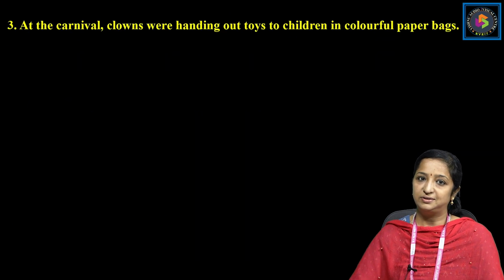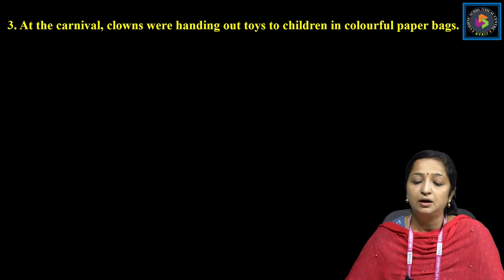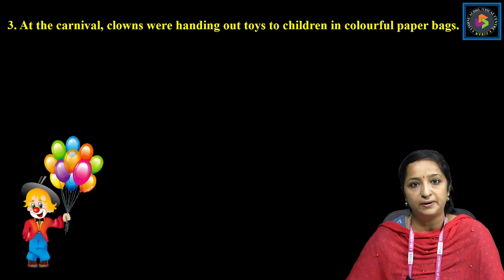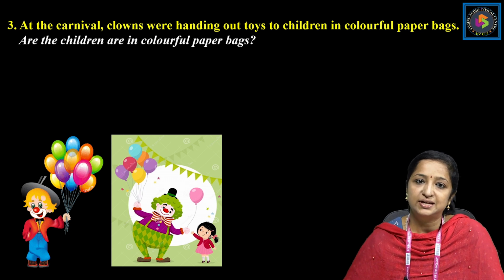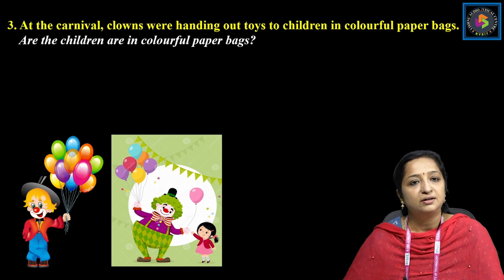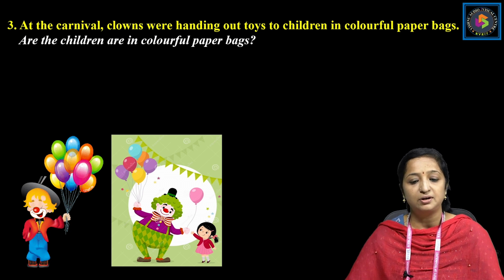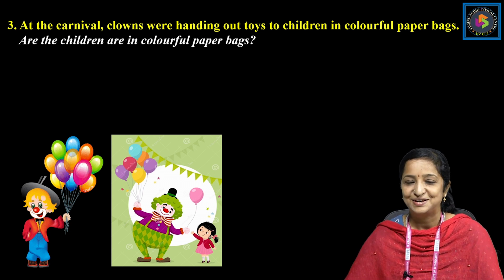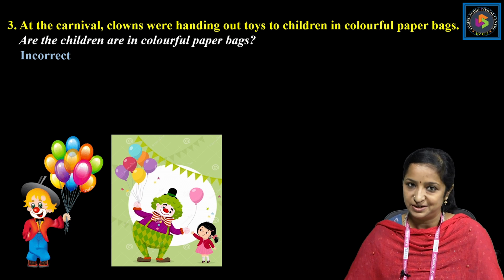Now, let us go with the third example. At the carnival, clowns were handing out toys to children in colorful paper bags. So, here this sentence gives a meaning that the clowns were handing toys to the children and that children are in colorful paper bags. So, children can't sit in the colorful paper bags, only we can put the toys. So obviously the sentence is incorrect.